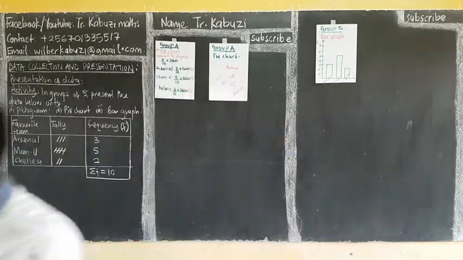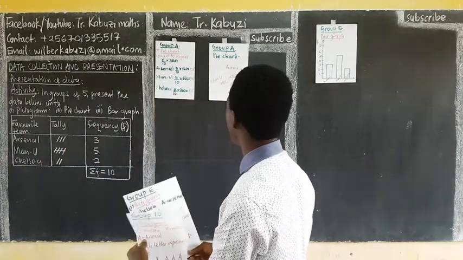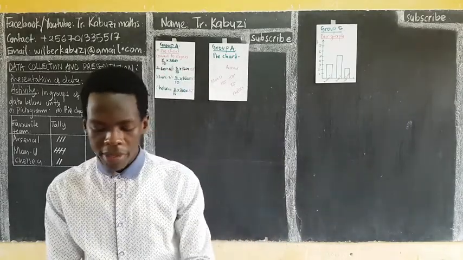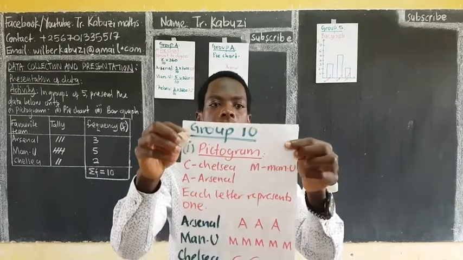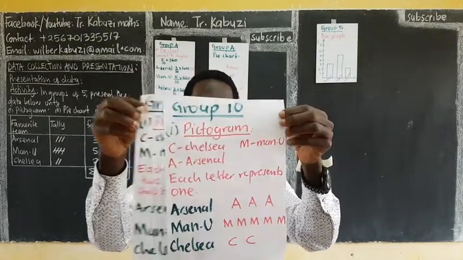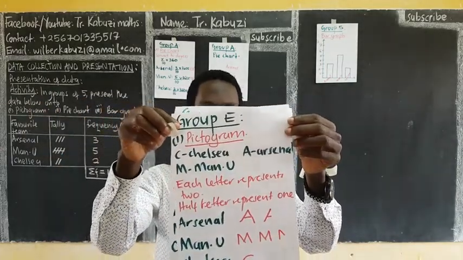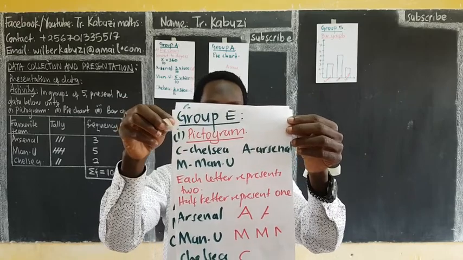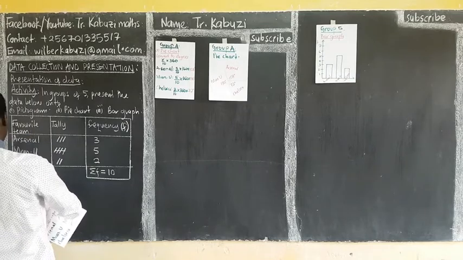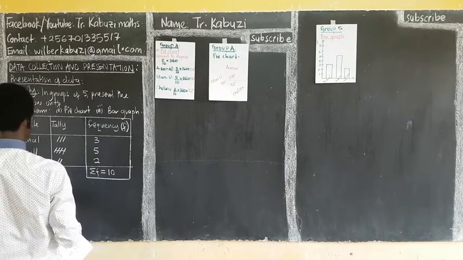Then we have group E and group 10. This is their work. I think you can see how they represented their pictograms. Hope everyone can see there. That's their pictogram. Then this is group E. That's how they defined their pictogram, like that. So if we bring them also here, we are going to discuss them and we'll see what happens.